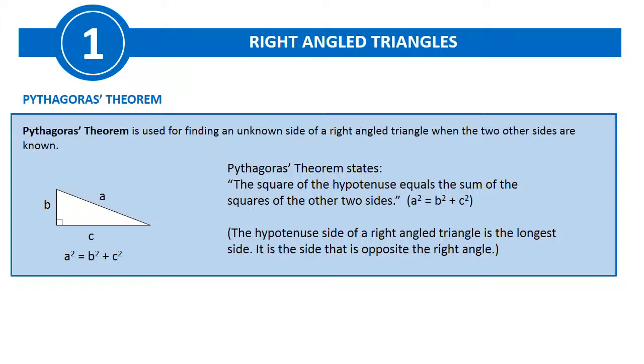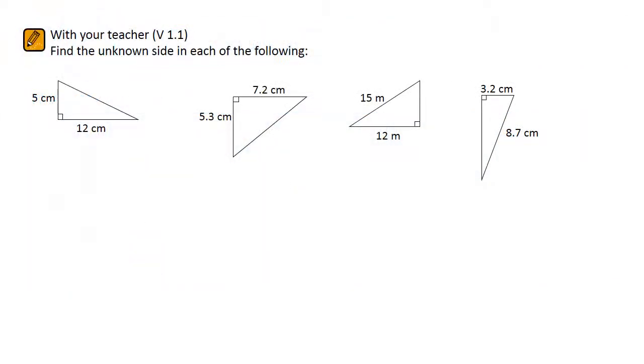The hypotenuse side of a right-angled triangle is the longest side. It's the side that is furthest away from, or opposite, the right angle. In these examples, we need to find the unknown side. In the first one, the unknown side is the hypotenuse. Let's call it x.